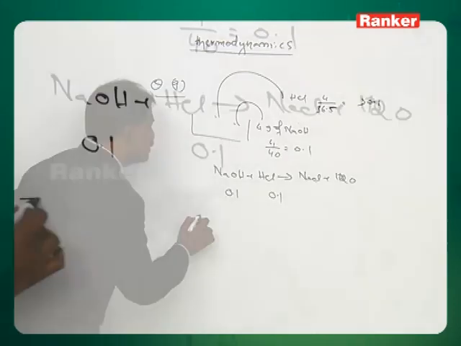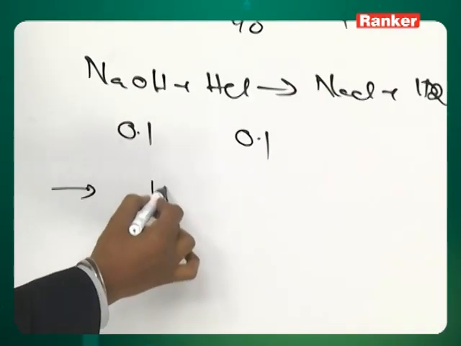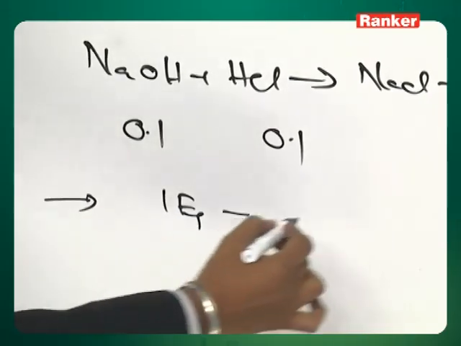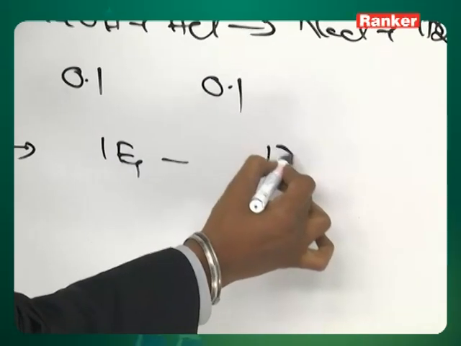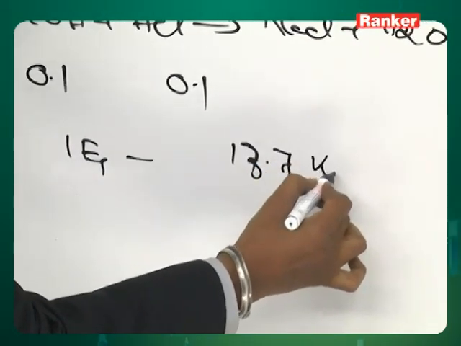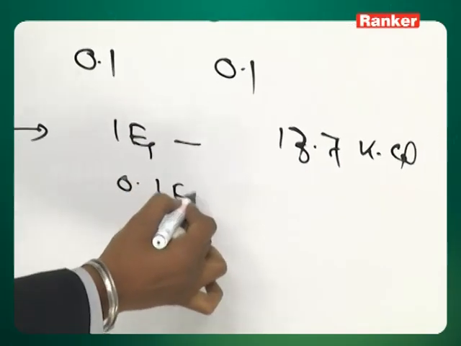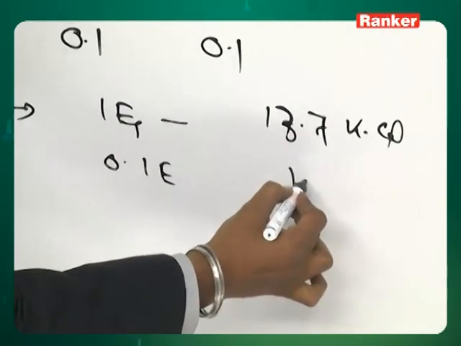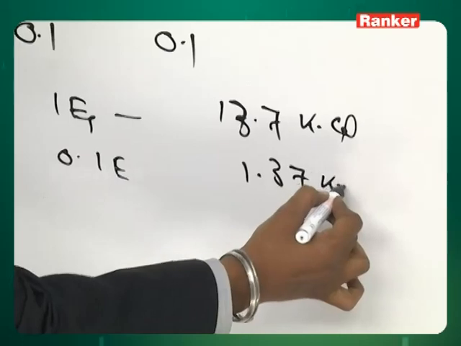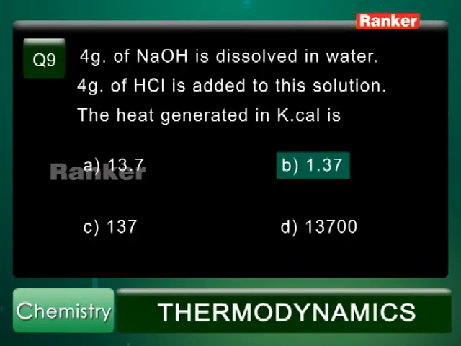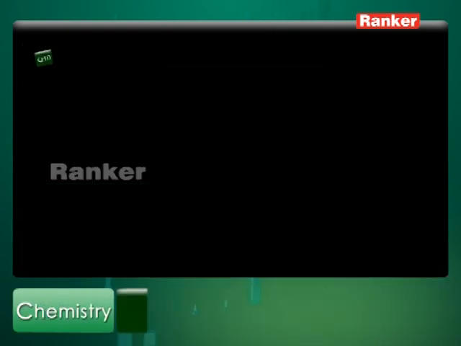Next, according to the principle of equivalence, whenever one equivalent participates, the amount of heat liberated is 13.7 kilocalories. If 0.1 equivalent participates, how much? 10 times less, 1.37 kilocalories. The answer is 1.37 kilocalories. In which option is 1.37 kilocalories given? Answer B.